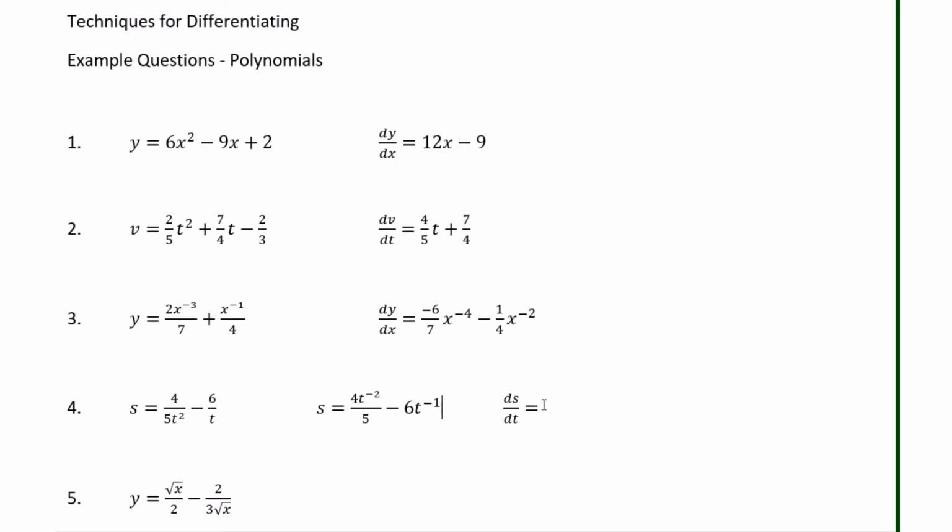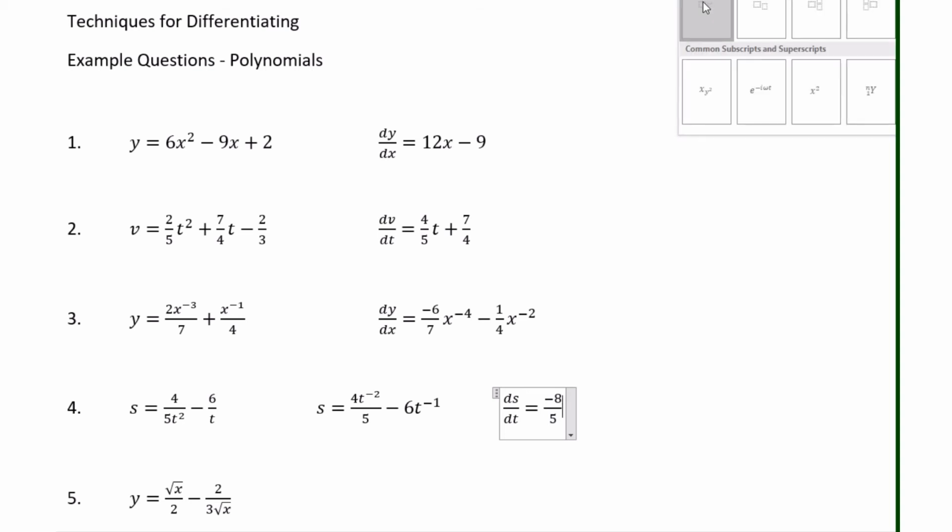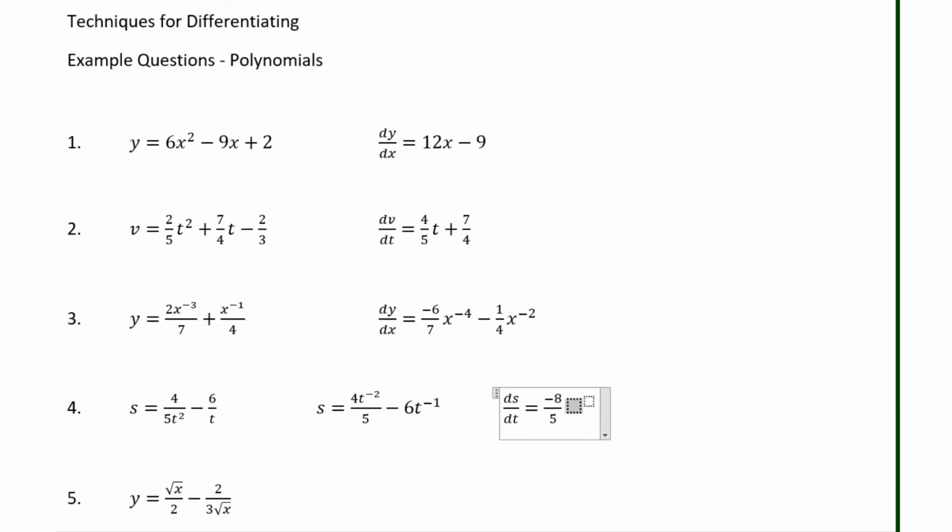Now we're going to go back to differentiating it. So we look at the first term. We multiply the power, the minus 2, times 4 over 5, which becomes minus 8 over 5. We've also got to reduce the power of t by 1. So t to the minus 2 becomes t to the minus 3.